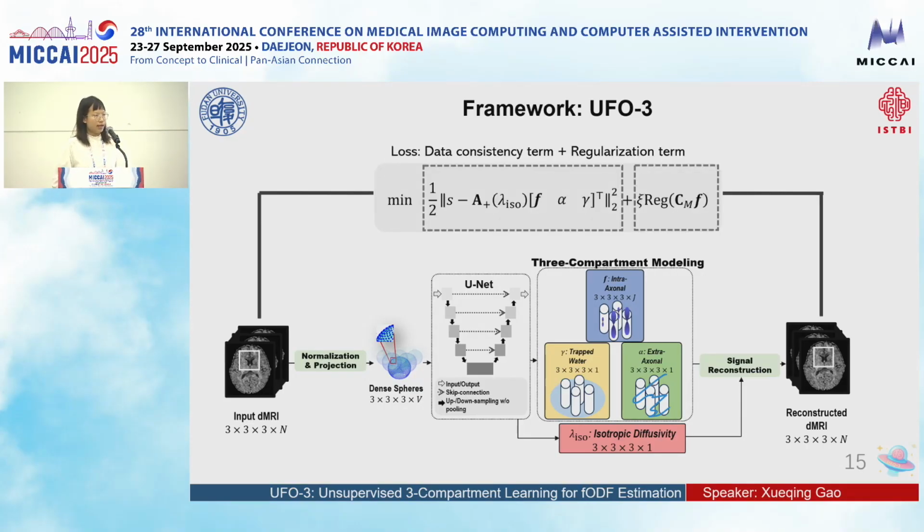The loss has a data consistency term and a regularization term. The first term makes sure the reconstructed diffusion MRI is close to the inputs, and the second enforces the three compartment parameters to be non-negative and sparse.